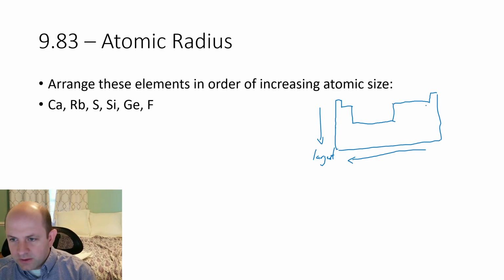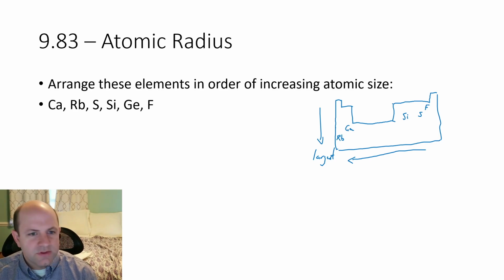So fluorine is right about there. Let's see, sulfur is right about there. Silicon is a little bit over from that in the same row. Let's see, where's the other one? Calcium is right here. Rubidium is right here, below it and to the left. Which one am I missing? Oh, germanium. Germanium's right under silicon in the same row as calcium. So I think that's all 6.